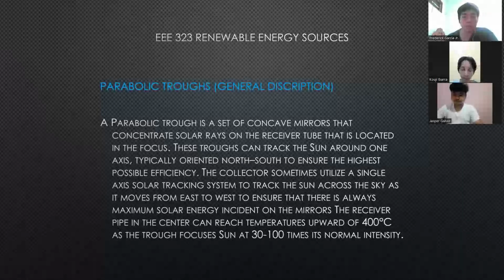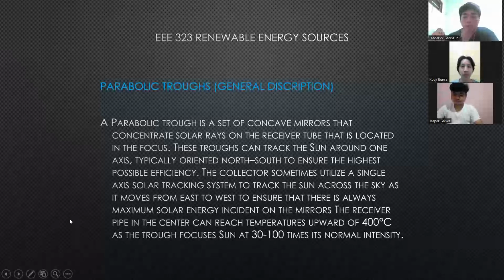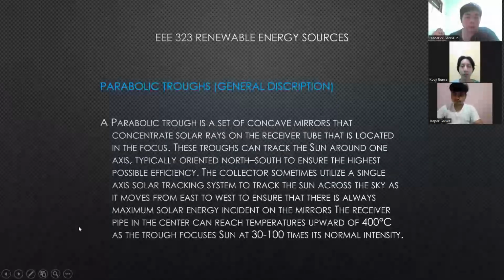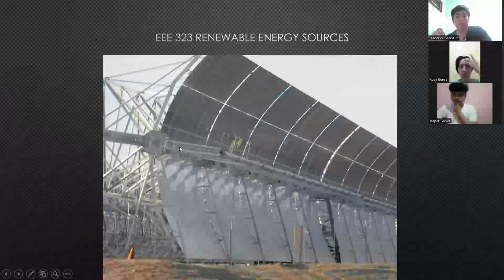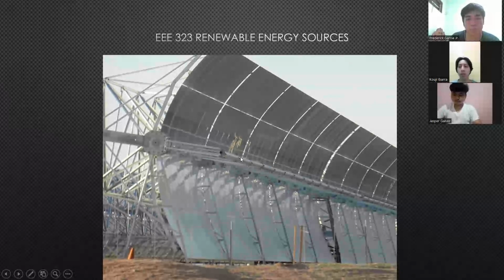The receiver pipe in the center can reach temperatures of upwards of 400 degrees centigrade, as the trough focuses the sun at 30 to 100 times its normal intensity. Here we have the parabolic troughs. From the term parabolic, meaning that it resembles a parabola, it focuses the light that hits its parabolic shape here and focuses it here in the center, which contains the liquid to be heated.